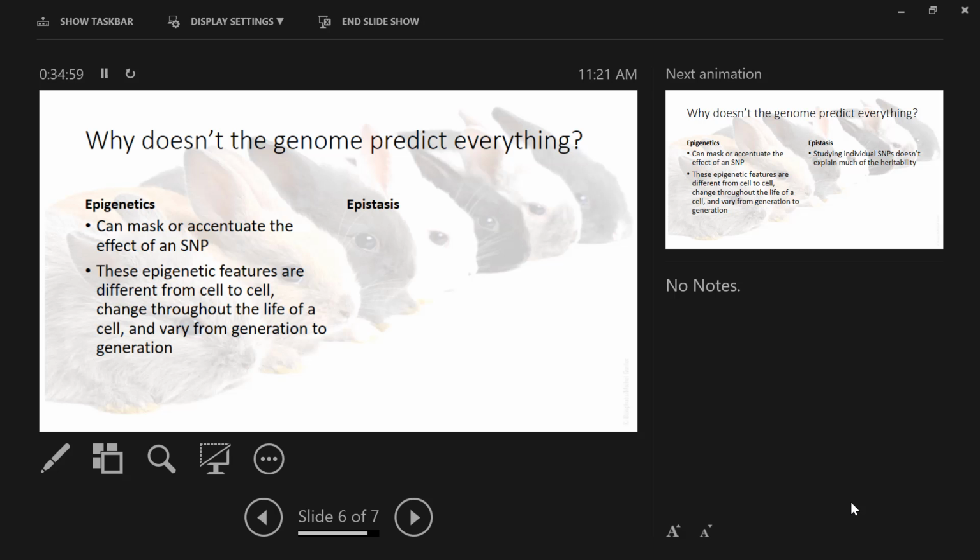Okay. All right, and then the other one, epistasis. So studying individual SNPs, single nucleotide polymorphisms, really doesn't tell us much about heritability. And it's because it's completely silly.